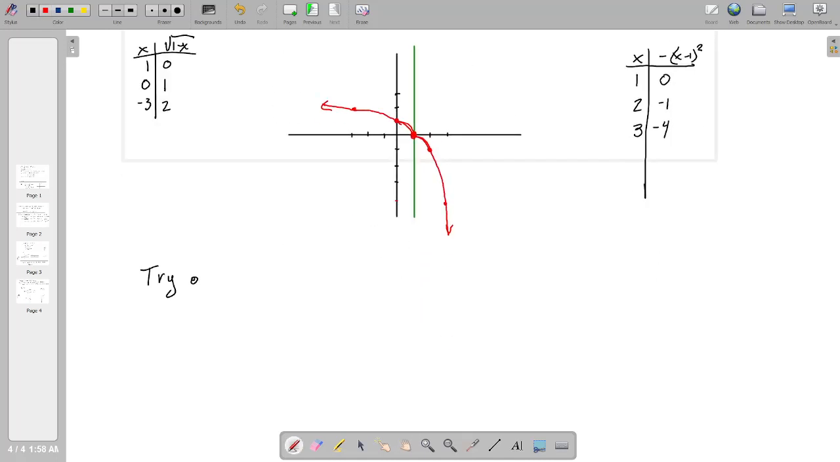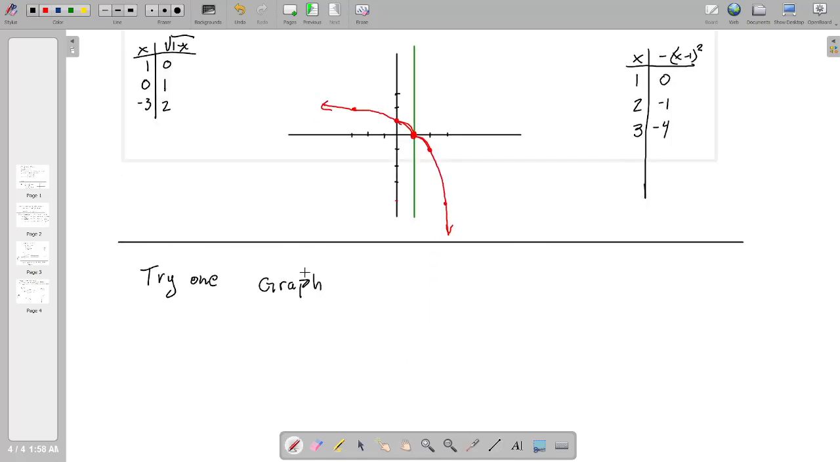All right, I want you to try one now. Graph the function f of x is equal to negative 1 on the region x is less than negative 1, x on the region between negative 1 and 1, including negative 1 and 1, and 1 on the region x greater than 1.